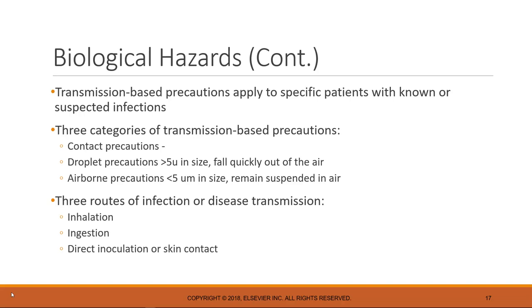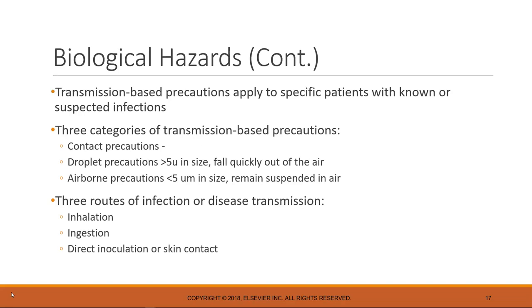And then airborne precautions. I want you to remember these are drops that are less than 5 micrometers. They're very teeny tiny. And because of that, they have the ability to remain suspended in the air and waft or float around to where people entering their room and breathing in could potentially inhale infectious agents. So those are the three types of categories of precautions.